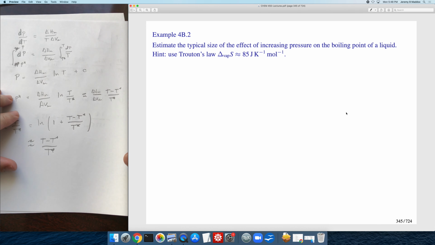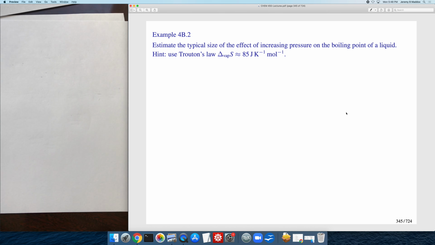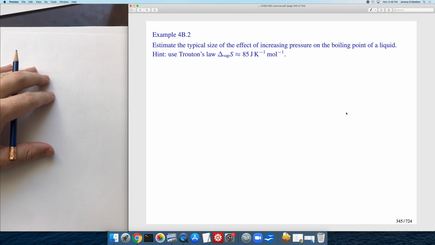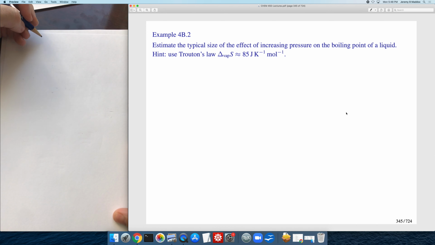Another problem, this one: estimate the typical size of the effect of increasing pressure on the boiling point of a liquid. And they're giving us a hint to use Trouton's law, and we have to do a little bit more as well. So in this case, the effect of increasing pressure on the boiling point of a liquid.